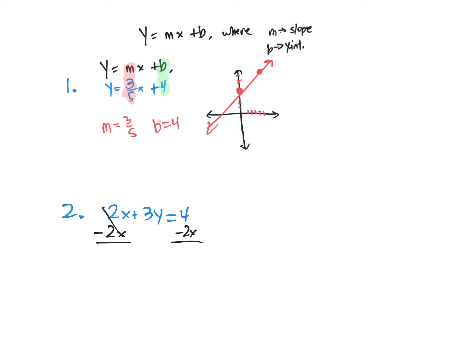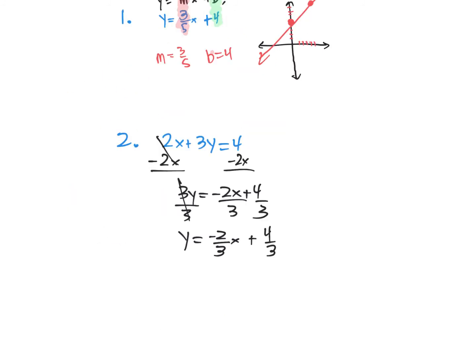then simplifying, then dividing both sides by 3. And remember, when you divide both sides by 3, you have to divide every single thing on the left side and the right side of your equation by 3. So the negative 2x is getting divided by 3, same with the 4/3. So my slope of this line is going to be negative 2/3.